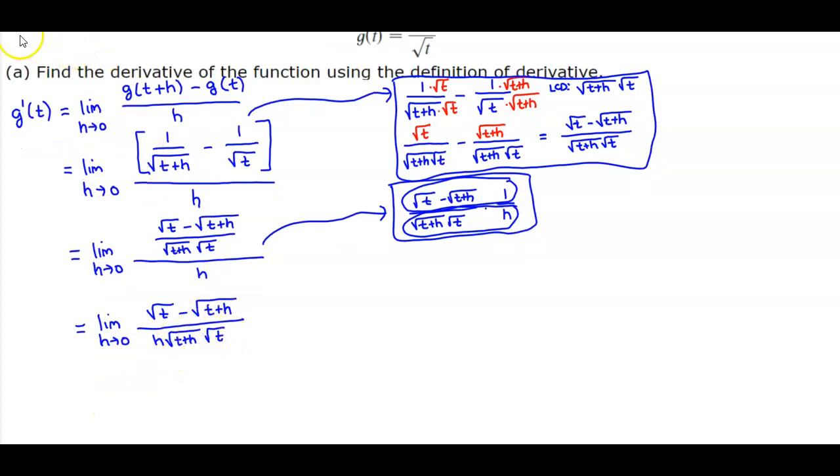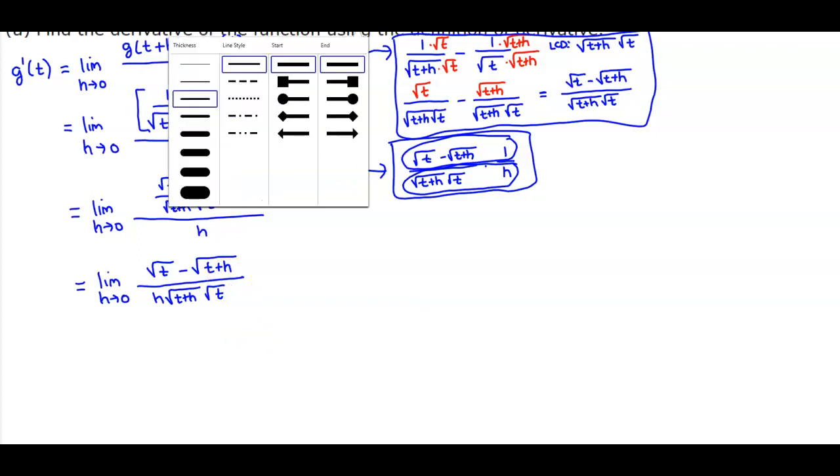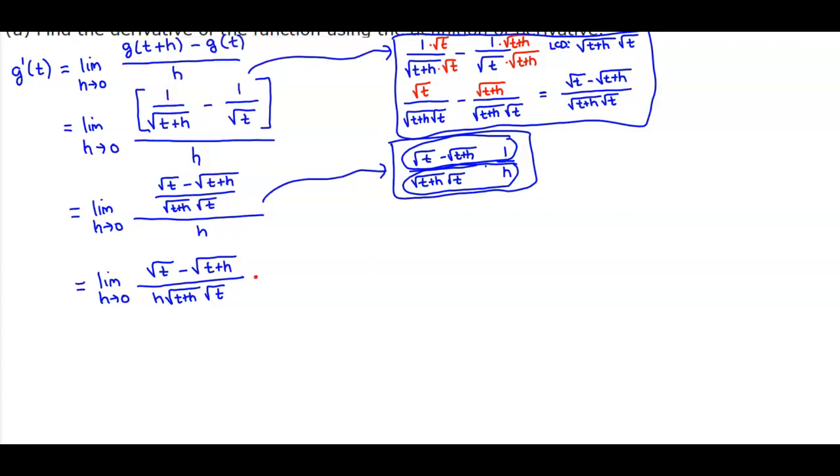Okay, now what do we need to do next? Well, if we plug in 0, we get 0 in the denominator. So we're still inputting 0, so we still need to figure out what we can do here. Well, the next step is we want to multiply the numerator and denominator by the conjugate. So we're going to multiply the numerator by the square root of t plus the square root of t plus h, divided by the square root of t plus the square root of t plus h.